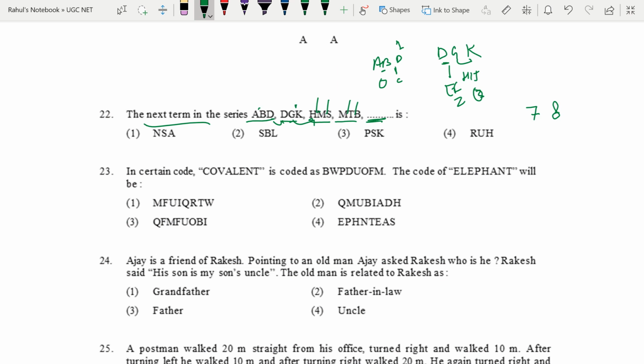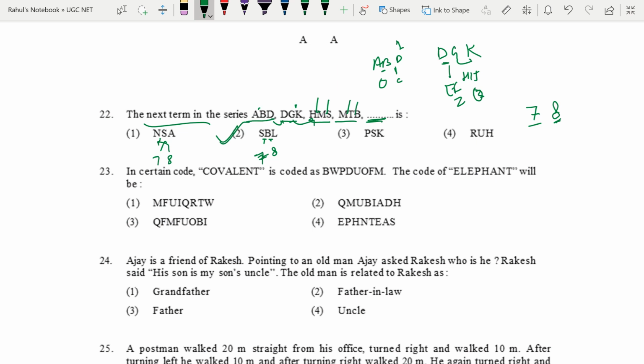So basically, there should be a difference of 7 and 8 between the digits now. Okay. So I need to find which two letters have a gap of 7 and 8. So N and S should not have that difference. S and B. Okay, it is having a difference of 7 and 8. The difference between S and B and L are 7 and 8 respectively. So option 2 is the correct answer.